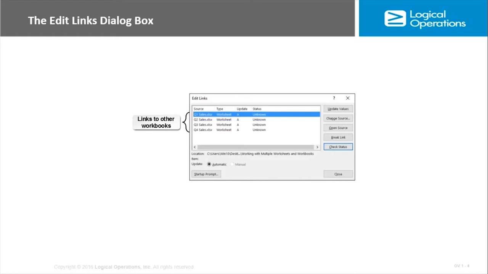The different options that you have here: the Update Values button is going to update the values in linked cells if changes have been made to the source data. This is really only required if you've turned off automatic updates. Automatic updates is the default and in most cases should be left that way. The Change Source button will open up a separate dialog box that allows you to change which workbook the current workbook is linked to. The Open Source button will open a particular workbook, whichever one you have selected there. Break Link removes the links to the workbook you have selected. Check Status shows the status of all the links. And then the Startup Prompt button, bottom left, is going to open a dialog box which you can use to determine whether or not Excel gives you a warning when you open this workbook.